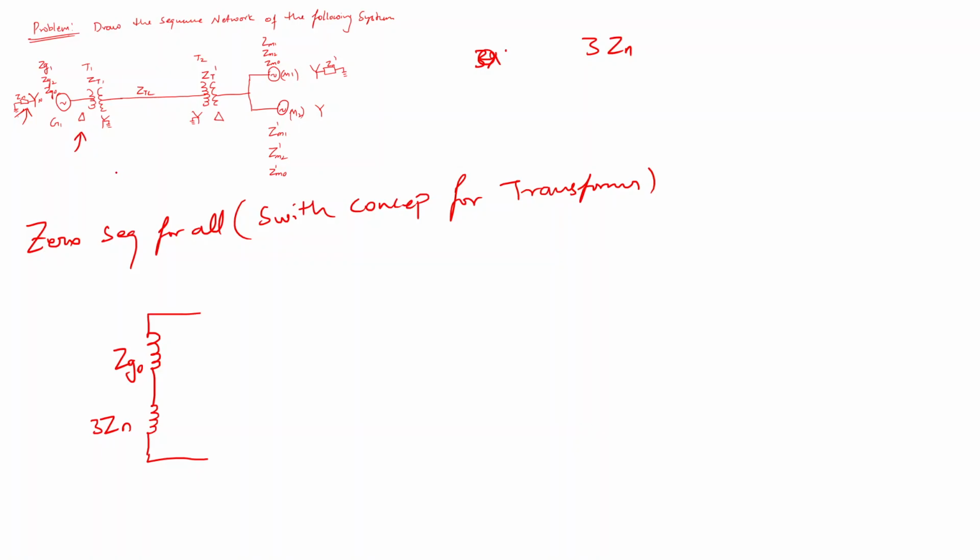Now for this transformer 1, what is the connection type of the primary side? Is it star or delta? Someone please tell me. Delta, sir. Delta. If it is delta, is SC1 on or off?